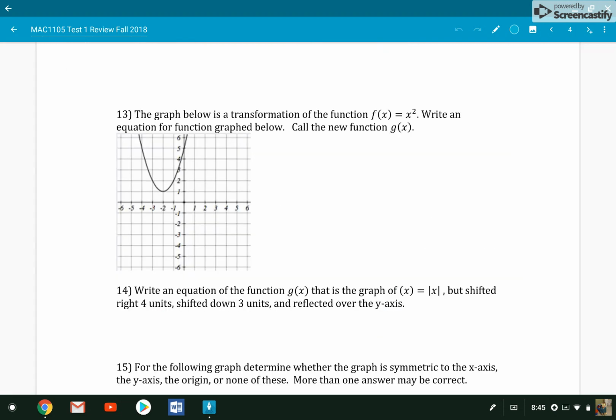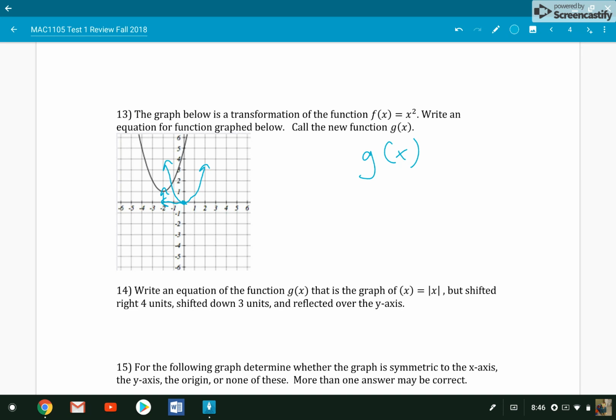And this takes us to our last page. Number 13, the graph below is a transformation of the original function f of x equals x squared. Write an equation for the function graph below. We'll call the new function g of x. We're going to say, well, what is g of x in this case? So the original x squared is this parabola, but it starts at the origin and it goes to the points (-1, 1) and (1, 1). So it looks like it's the same graph, but it's been shifted to the left 2 and then up 1.